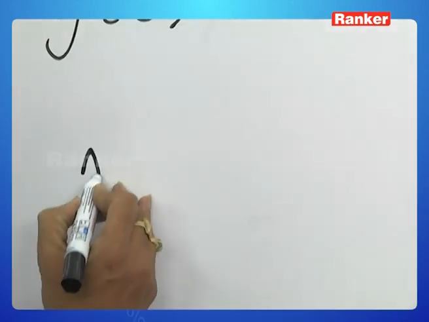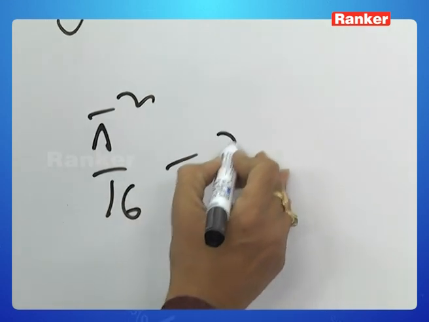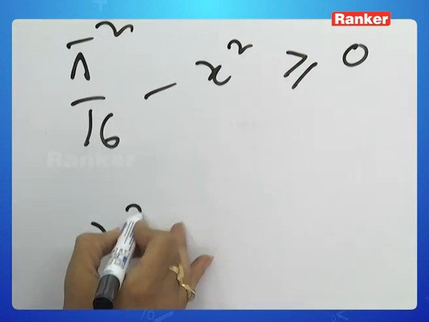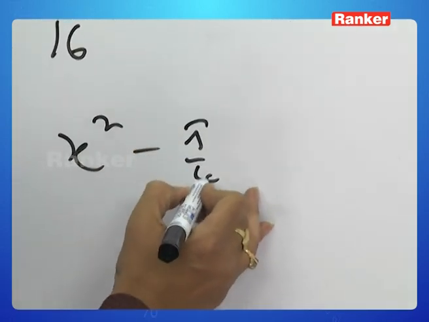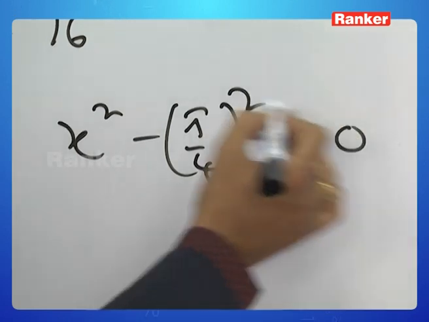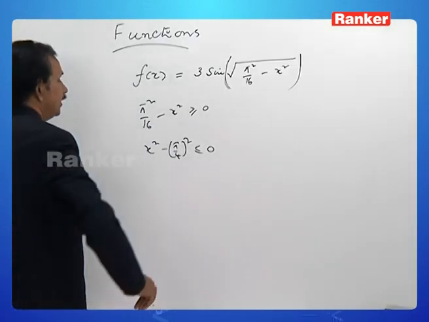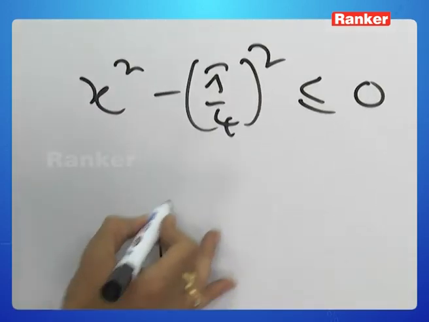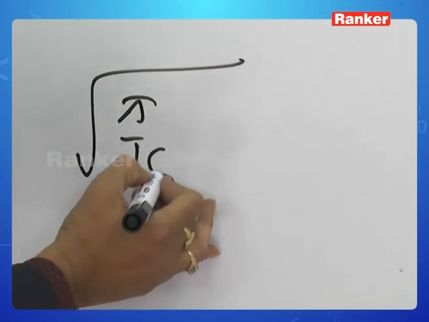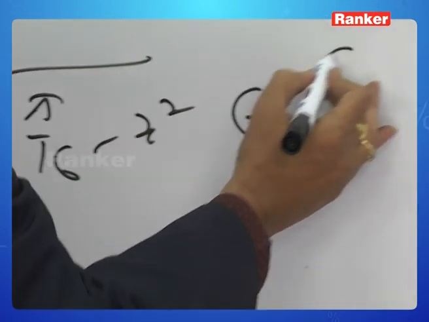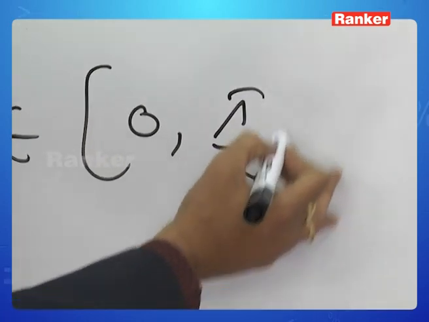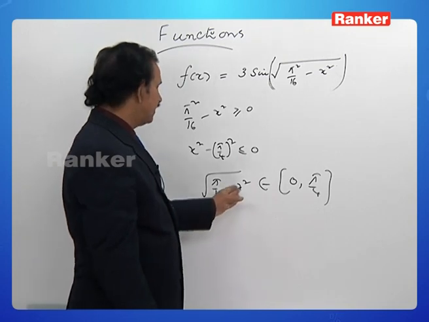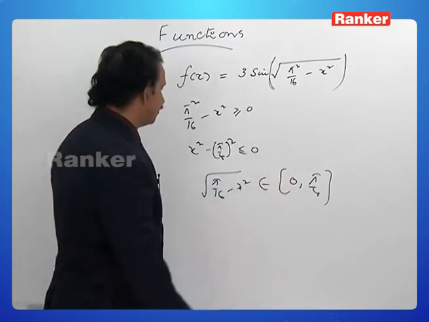Here, pi square by 16 minus x square must be greater than or equal to 0. That is x square minus pi by 4 whole square less than or equal to 0. So x should lie between minus pi by 4 and pi by 4. But this must be positive. Therefore, root of pi square by 16 minus x square belongs to the closed interval 0 to pi by 4, as it must be positive.